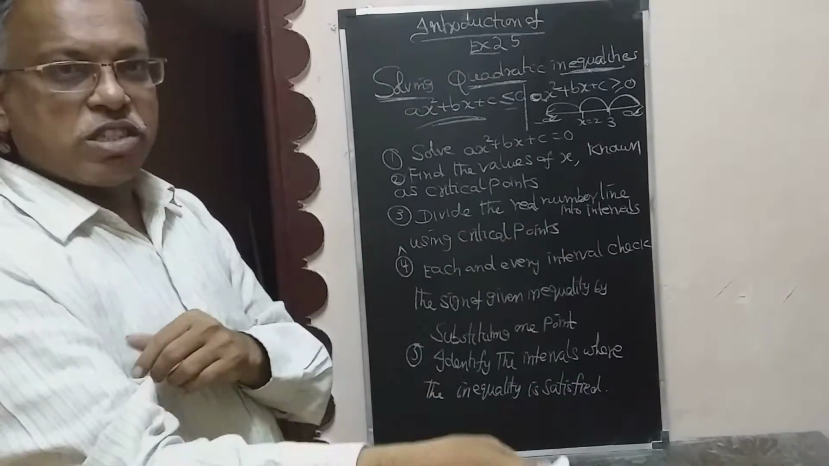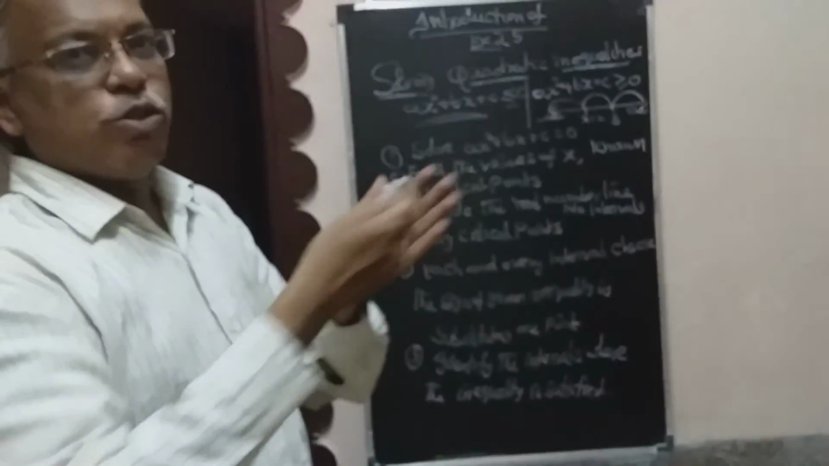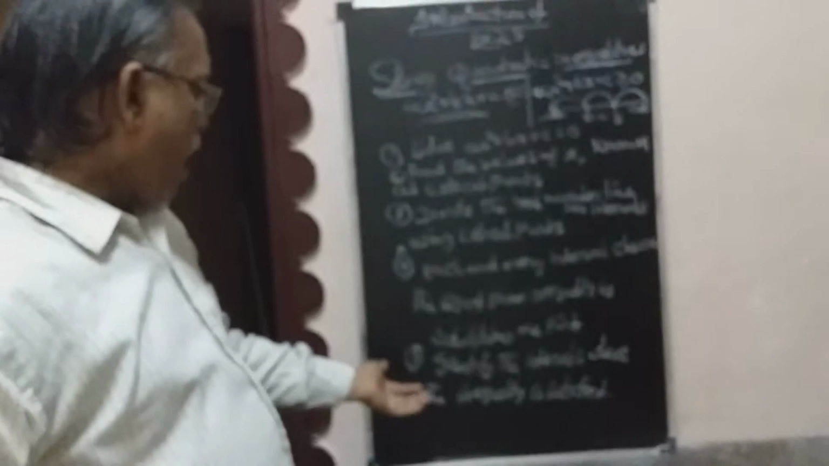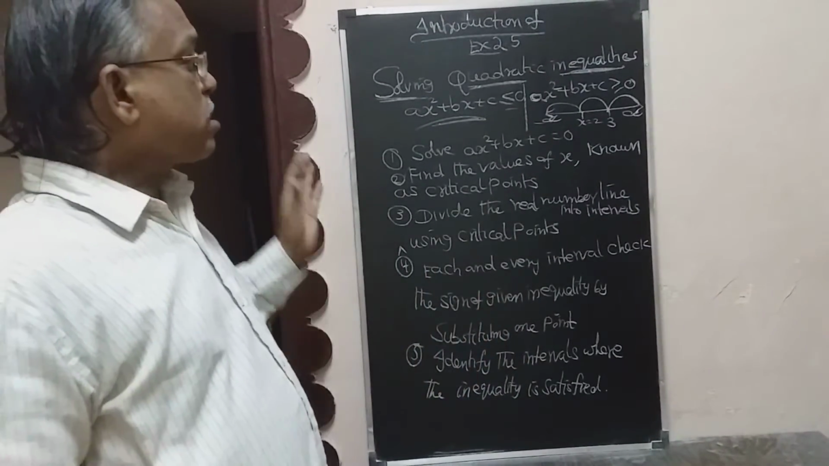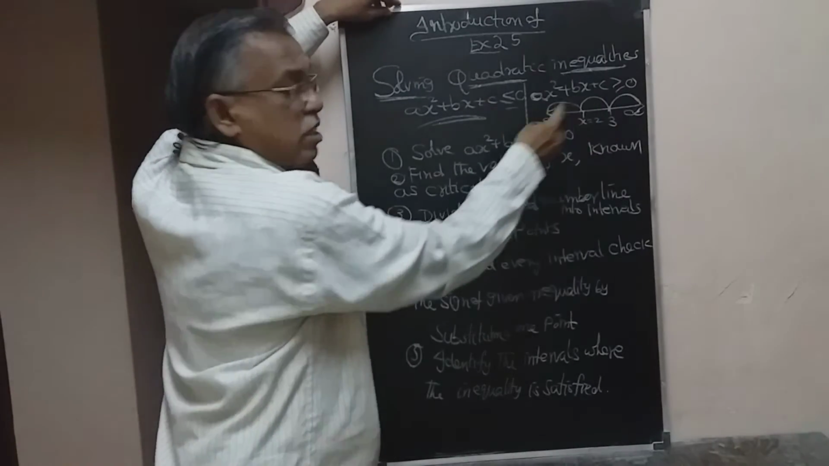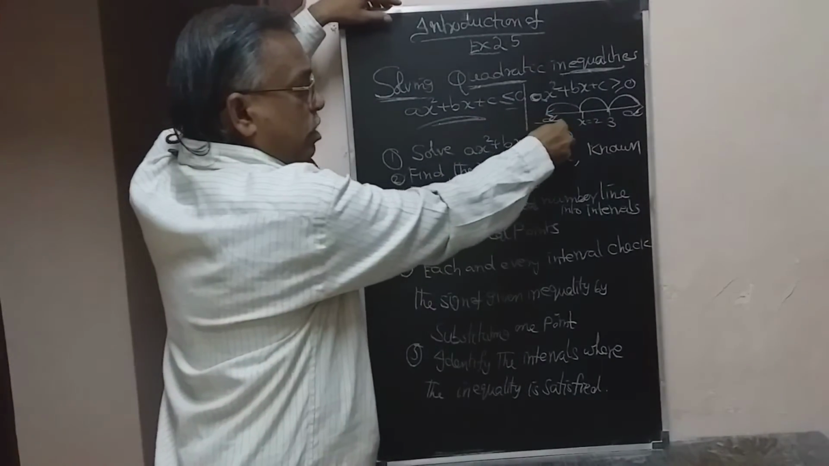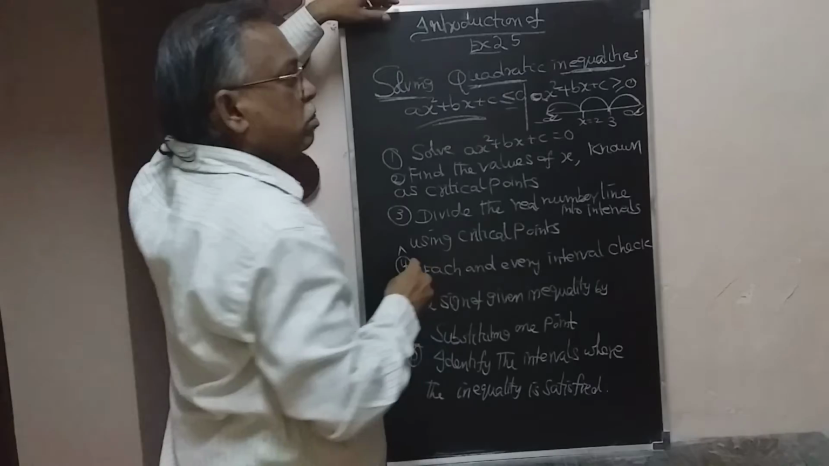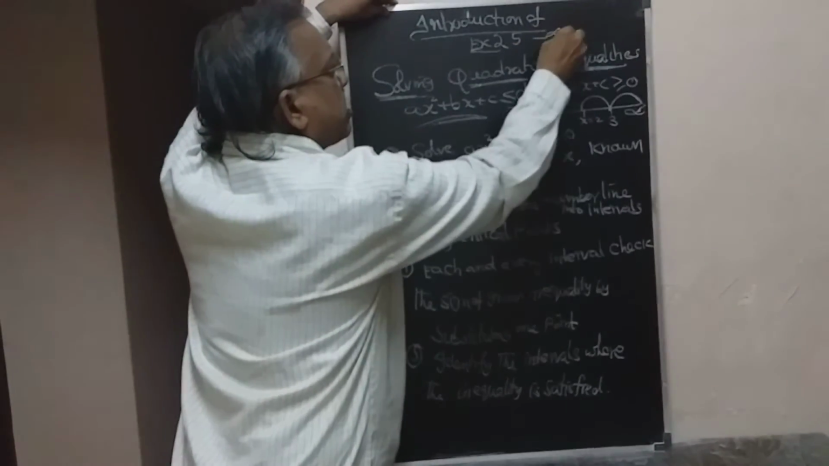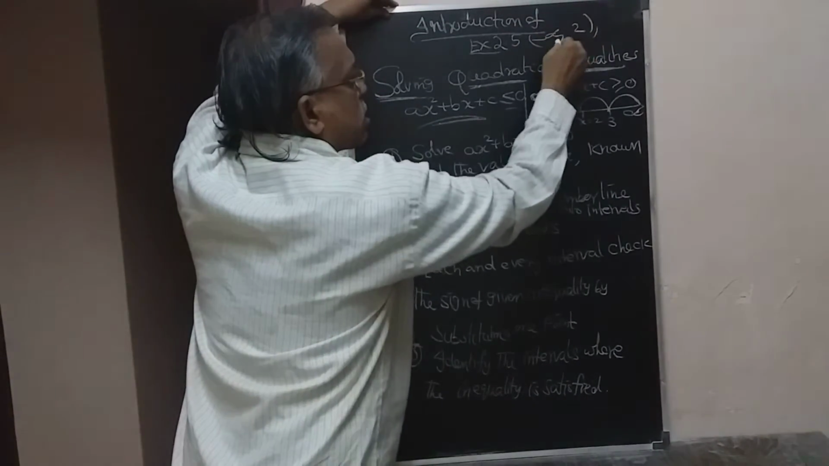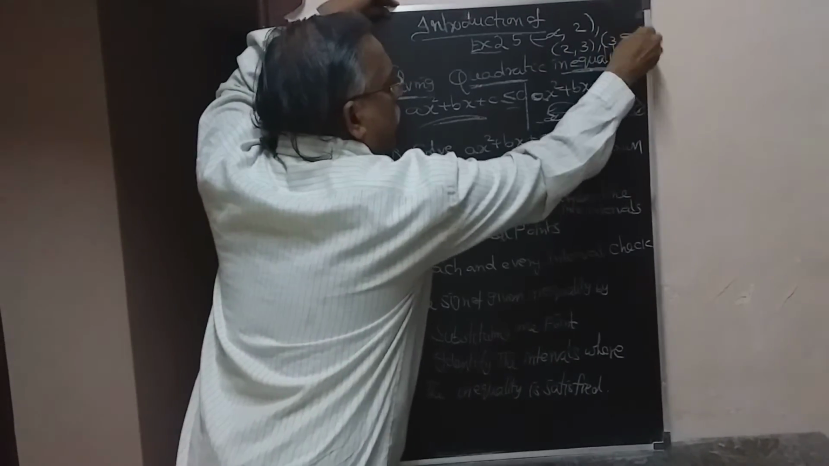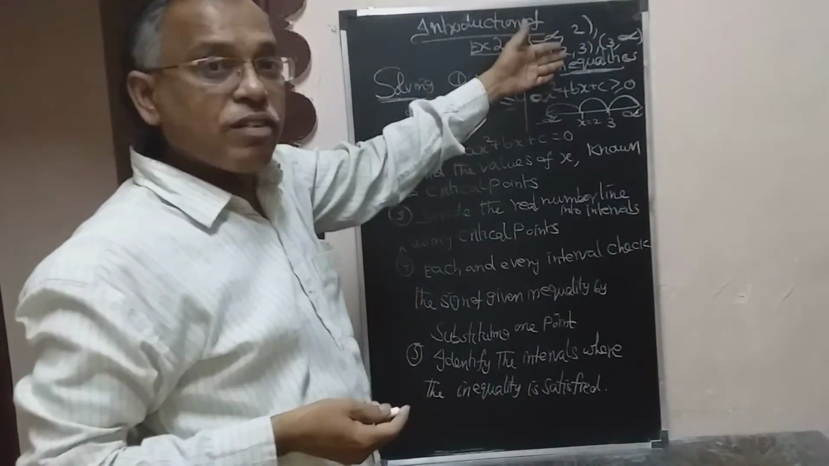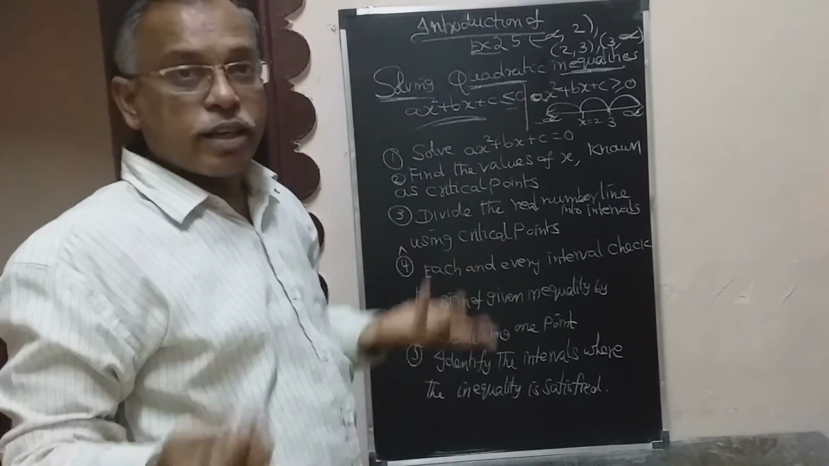For that one procedure is there. Interval, sign, you can check very easily. Then identify the intervals where the inequality is satisfied. That means, for example, you got these 3 intervals. What are the intervals? Minus infinity to 2, one interval. Next 2 to 3, another interval. Next 3 to infinity. So we don't know in which interval it is less than 0 or greater than 0.